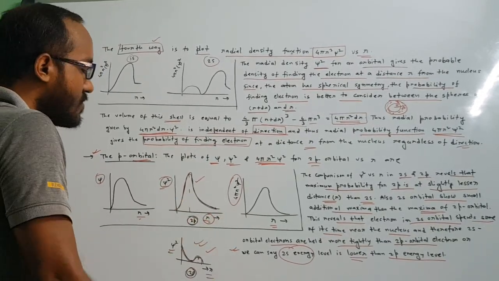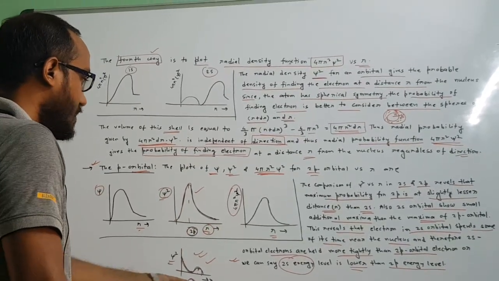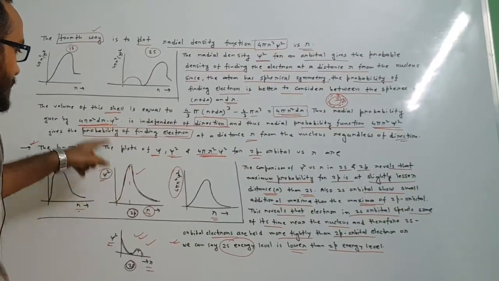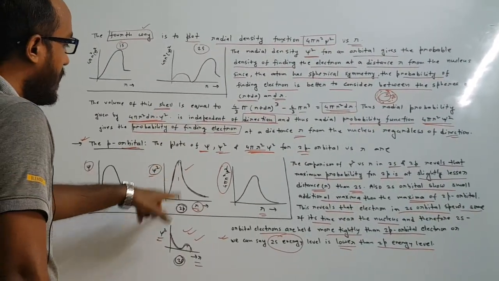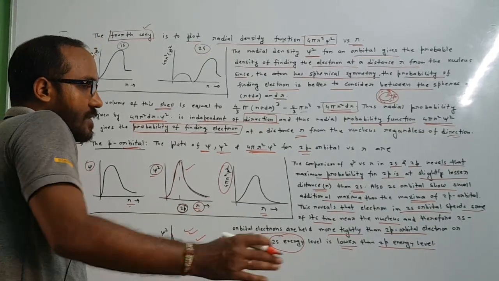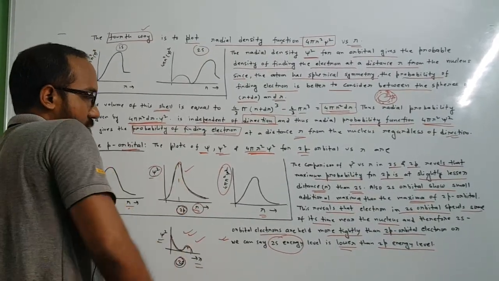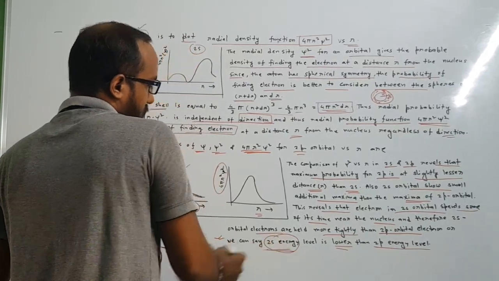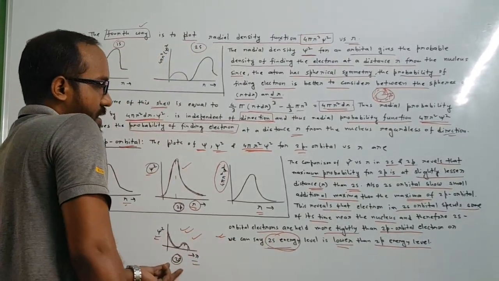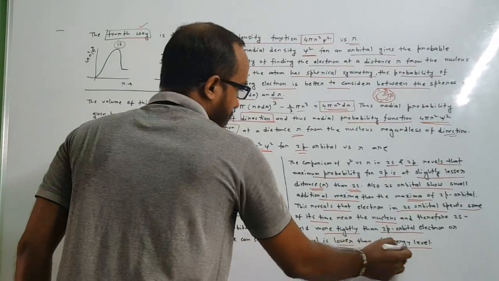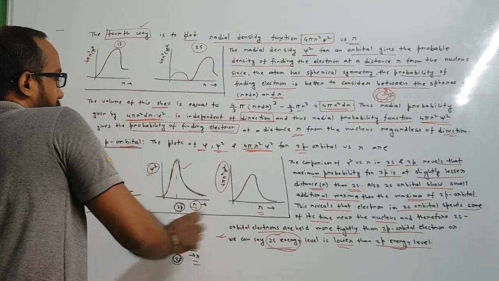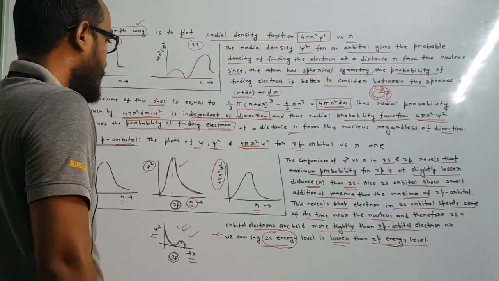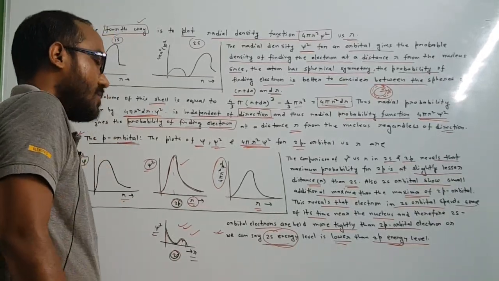lies more closely to the nucleus in the 2s orbital, and from this curve we can say the maximum is at a further distance. So our 2p electron will lie further from the nucleus than in the 2s orbital. So finally we can conclude that the energy of the 2s orbital is lower than the 2p orbital. That's all you can conclude from this graphical representation, and now we will move forward to our next topic.